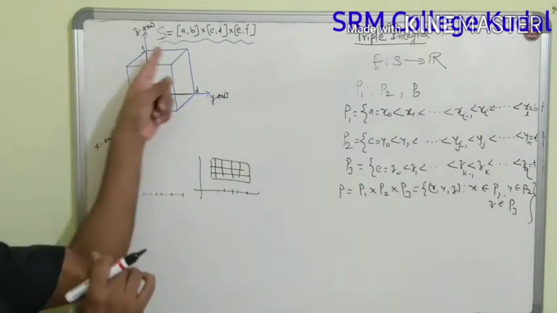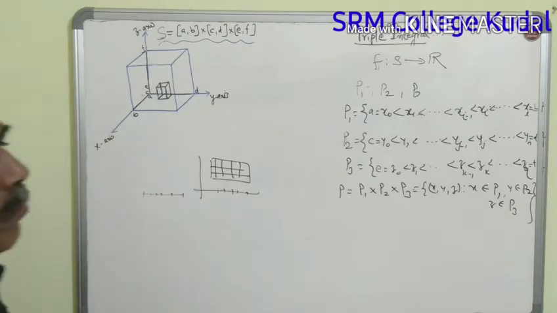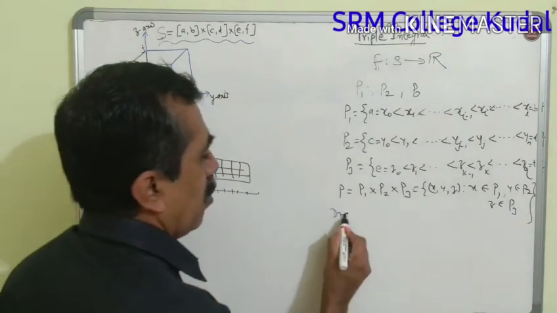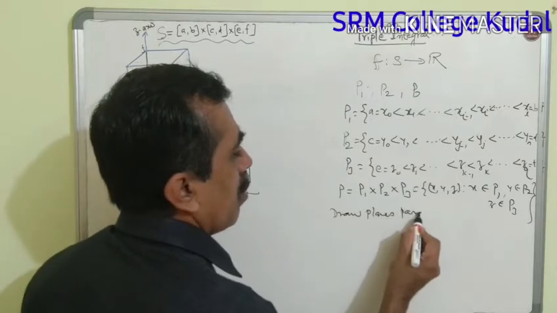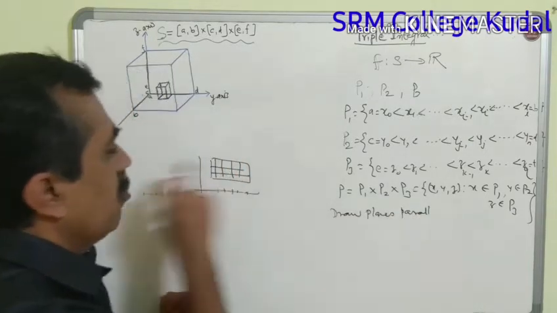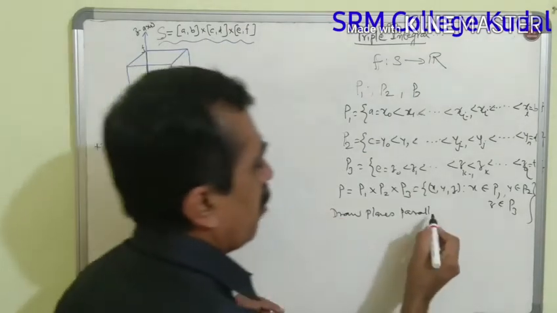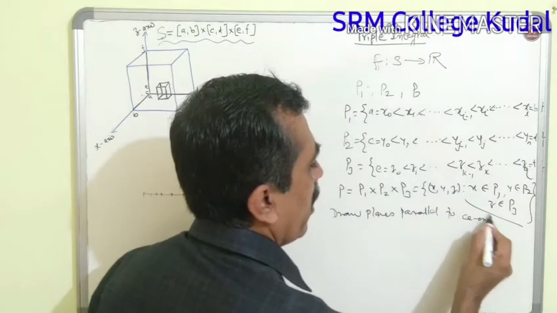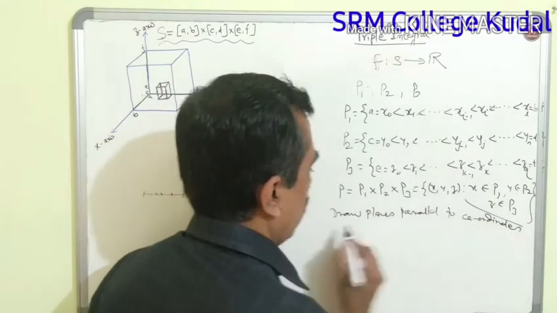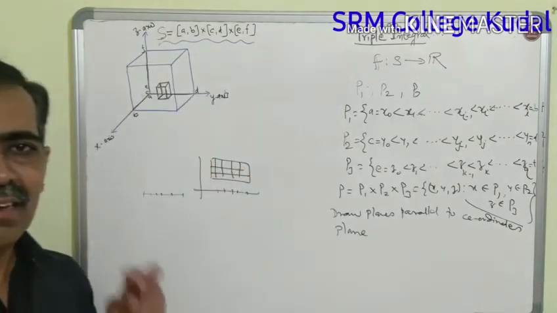So to partition this cuboid, we have to draw planes parallel to the coordinate planes, just as here we have drawn the lines parallel to the coordinate axis to partition a rectangle. Wait, what are the coordinate planes? XY plane, YZ plane, XZ plane. These are the coordinate planes.